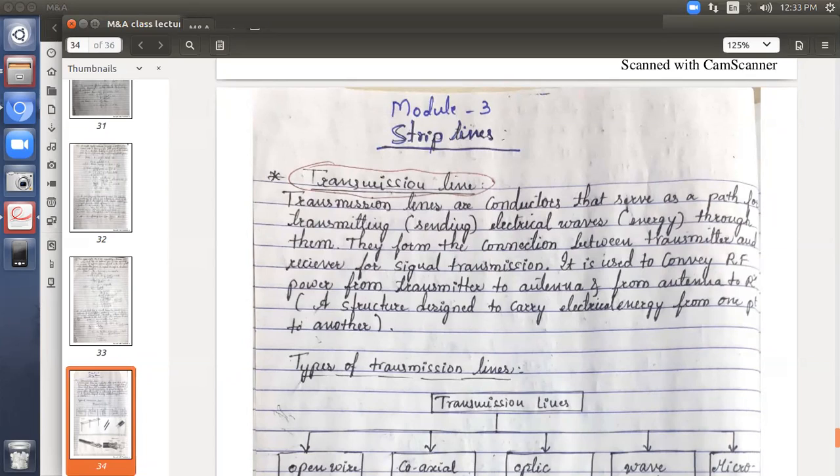When you hear the word transmission line, what comes to your mind? Please interact, we can have a discussion. What is a transmission line? When you hear the word transmission line, what comes to your mind? Zubair, I should now point out everybody's name and ask the questions. Yes, ma'am. Yes Zubair, what is a transmission line?